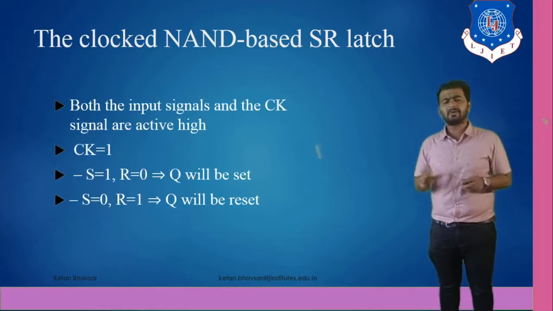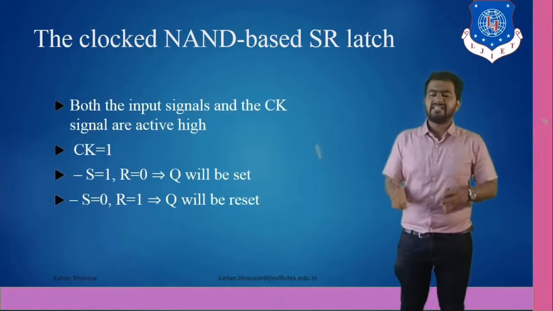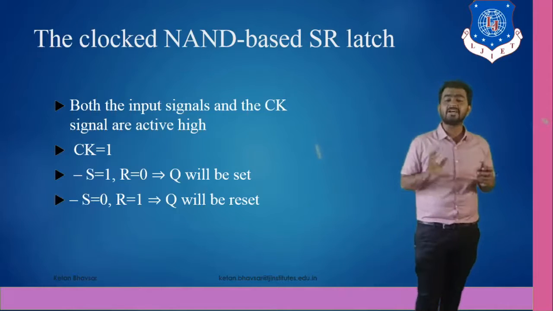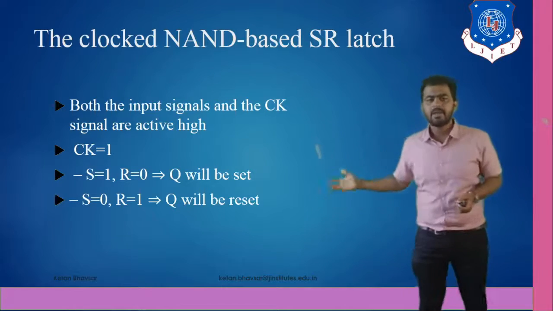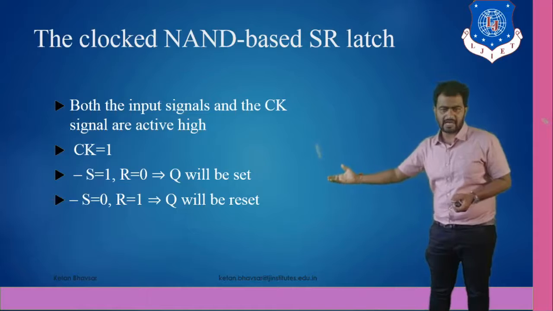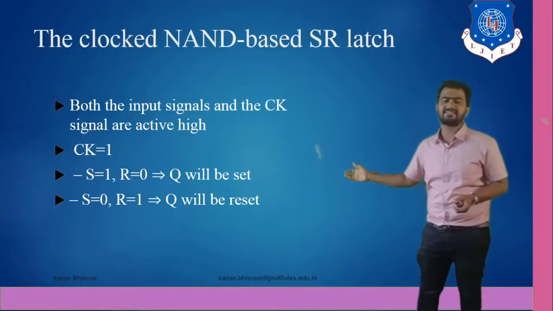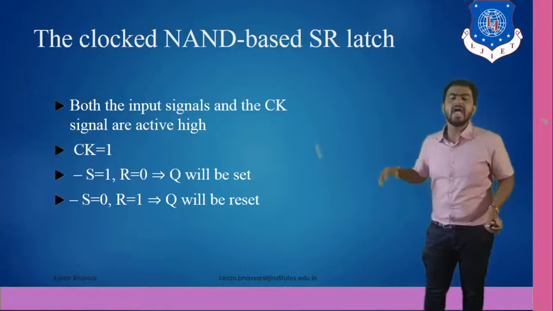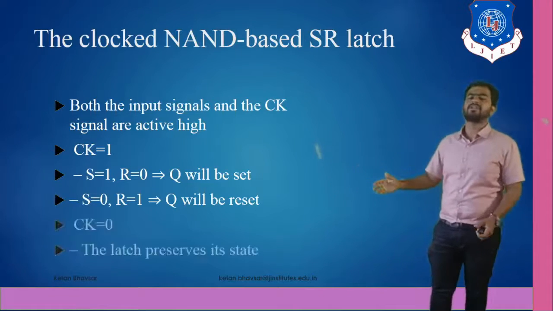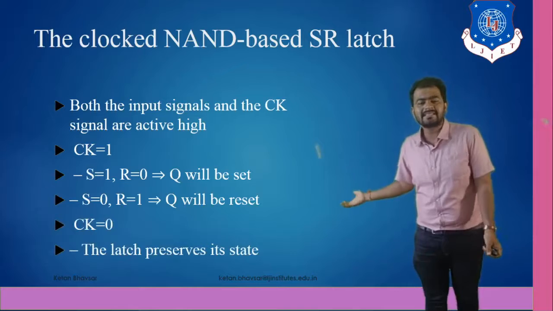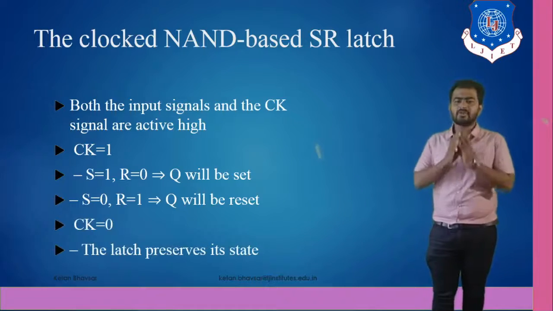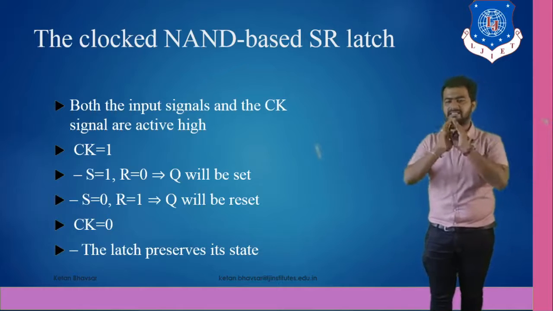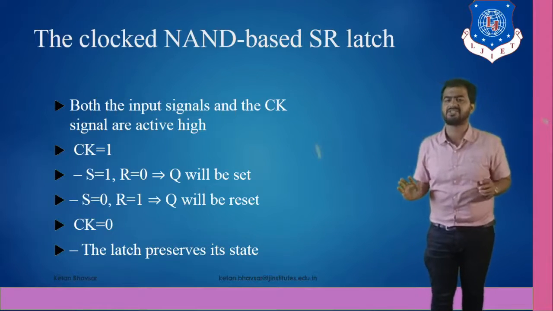Now similarly we talk about the NAND based concept. In the previous video, we worked on the clock based SR latch but using a NOR. Now we move on to the NAND. When the clock pulse is high, meaning clock is equal to 1, then if S is equal to 1 and R is equal to 0, Q is in the set state, which you already know. When S is equal to 0 and R is equal to 1, Q will move into the reset state. And when clock is equal to 0, it holds the previous state as it is, meaning you cannot see any variation on either side.